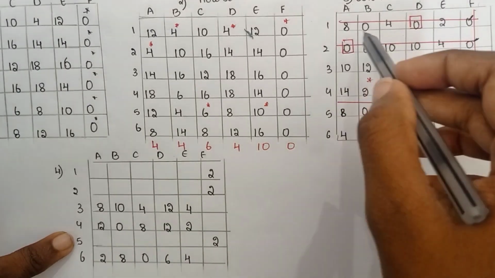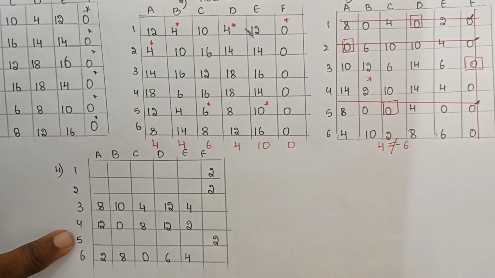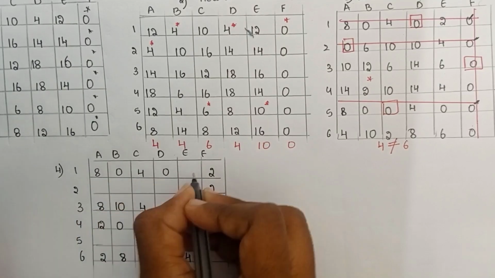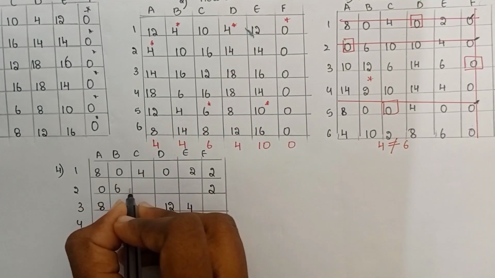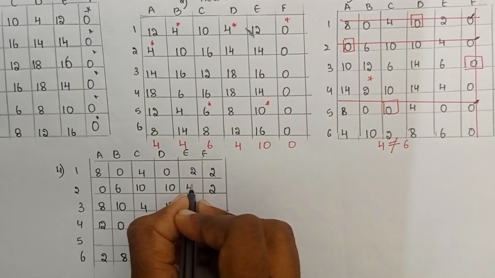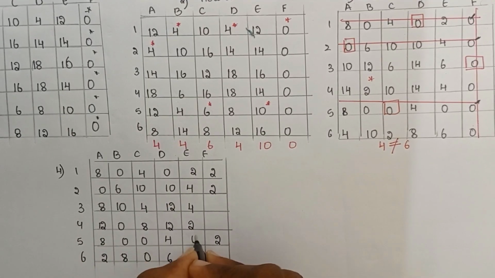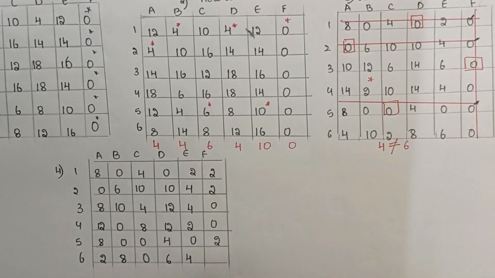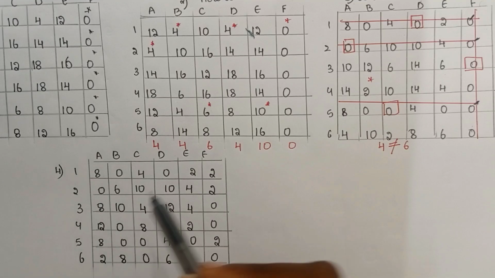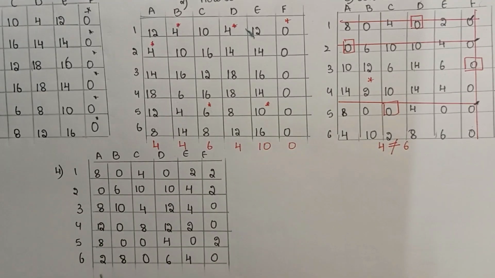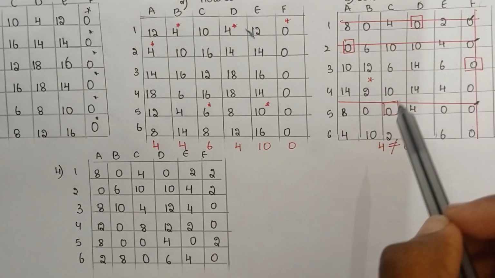So the remaining values, which are affected by either a horizontal line or a vertical line, remain the same, like 8, 0, 4, 0, 2, 0, 6, 10, 10, 4 and 8, 0, 0, 4, 0. Here are 2 zeros and here 1 zero. So these are the values which are not affected by the horizontal and vertical line. Okay, so we will be writing those values as they are in the previous matrix.